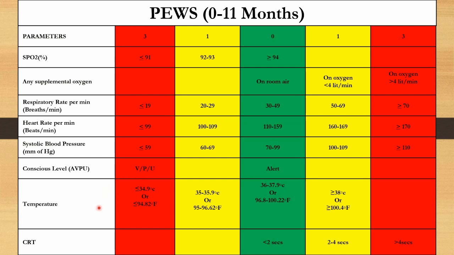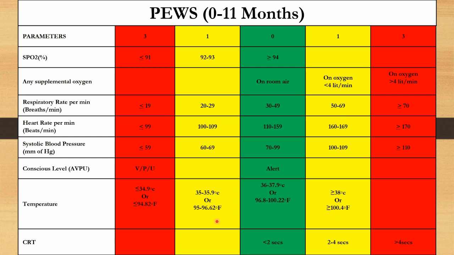The next one is body temperature. If the temperature is between 36 to 37.9 degrees Celsius or 96.8 to 100.22 degrees Fahrenheit, give a score of 0. If it is more than or equal to 38 degrees Celsius or more than or equal to 100.4 degrees Fahrenheit, you can give a score of 1.